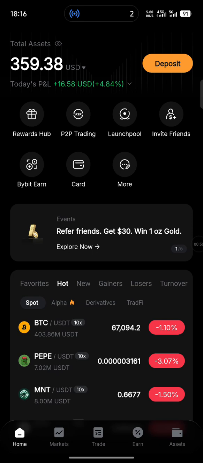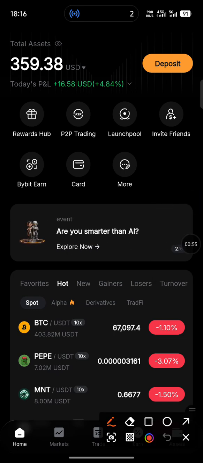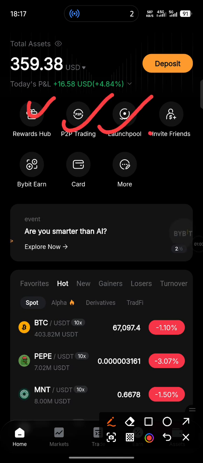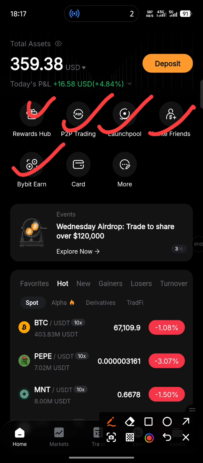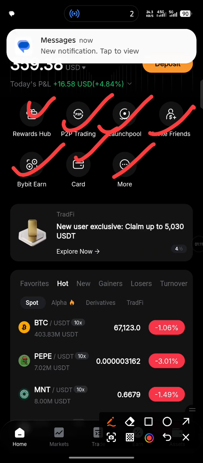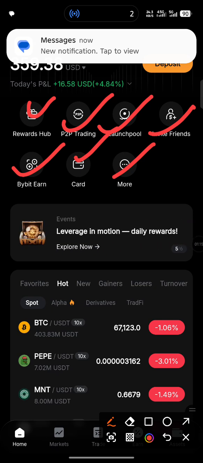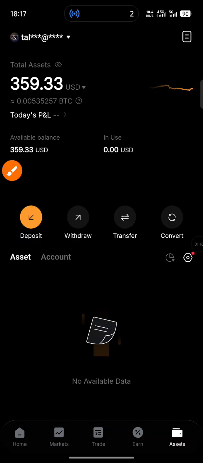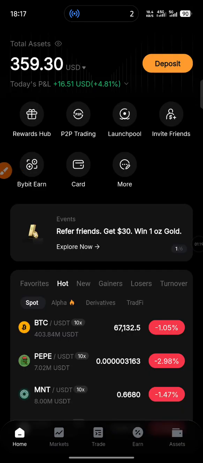If you open a fresh Bybit account, you're going to see something of this nature. You can see this is Hub, this is P2P, this is Launch Pool, this is Invite, this is Bybit Earn, this is Card, and this is More. More is for any other features that are not currently available on this particular screen.